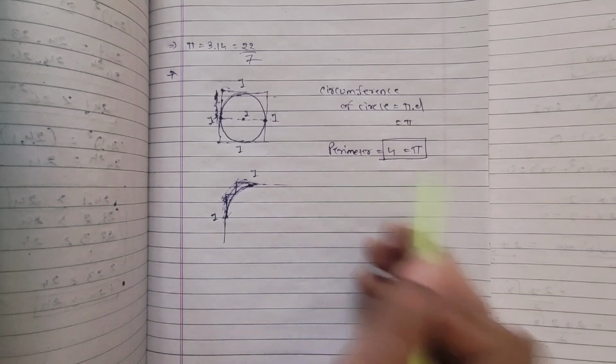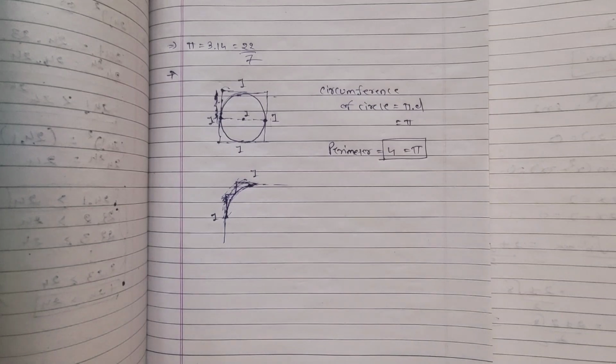So in that way we can say pi equal to 4. But the main thing here you have to know is this is false. Obviously pi equal to 4 is not possible. So what is the mistake that I have made?